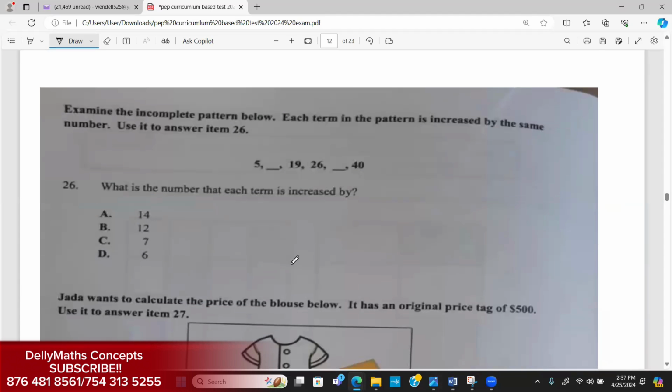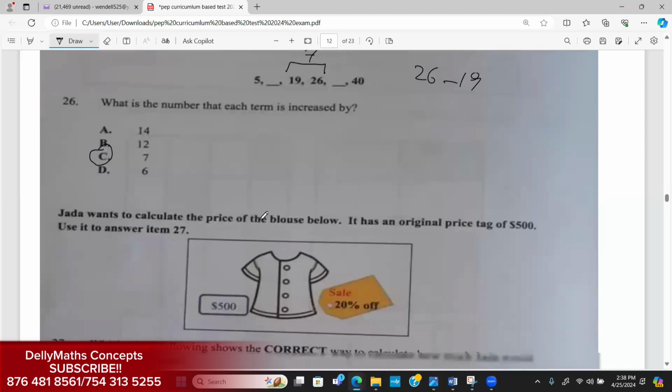All right. So let us look at 26. 26 says, examine the incomplete pattern. What is the number that each term is increased by? What I'll normally do is pick two consecutive spots, and I'm going to subtract them. So just take your 26 minus the 19, and it shows that 7 is the difference. The moment I see that, I'm done. I pick two consecutive terms and find the difference between them, and it shows what it was increased by. That means we don't need to fill out the spots, because 7 is the answer.